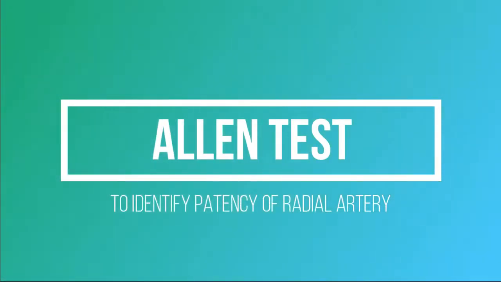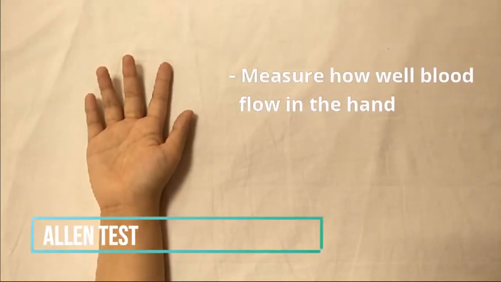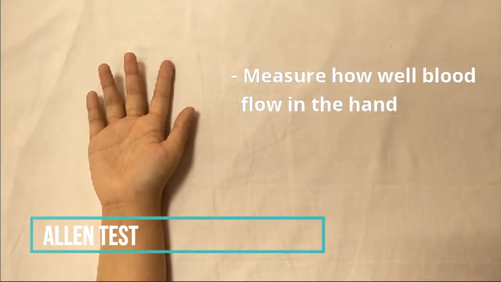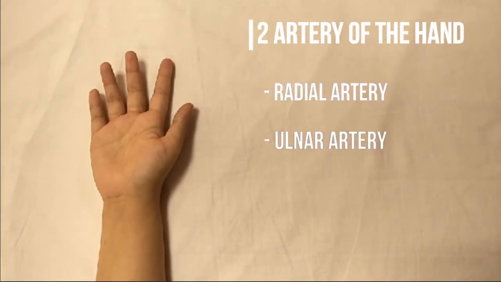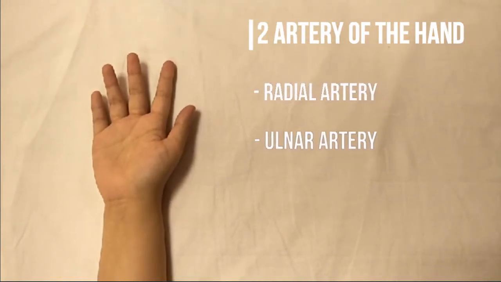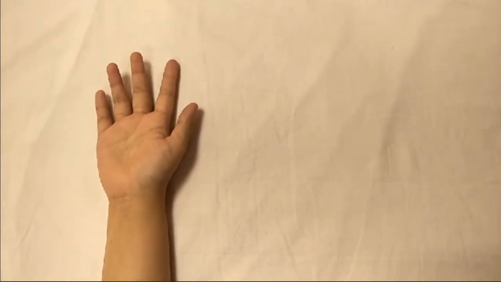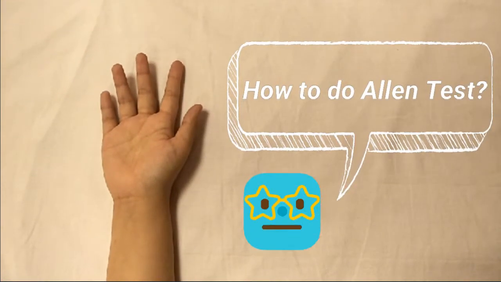Before inserting the arterial line, Allen test has to be performed to identify the patency of radial artery. Allen test or modified Allen test is a simple way to measure how well blood flows in your hand. Blood supply to our hand comes from two arteries, radial artery and ulnar artery. Before drawing blood for an arterial blood gas test, a healthcare professional will make sure both arteries are open and working correctly. So, how will it be done?